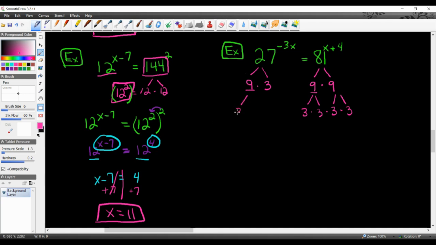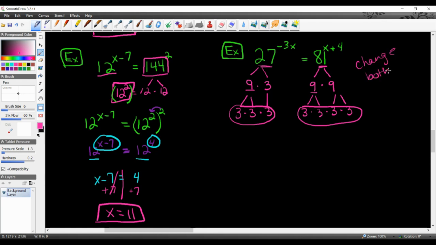So this one is, let's see, 3 times 3, and then there's a 3. Hallelujah. There we go. We have all threes here and all threes here. So this example shows you something really important. If you cannot write one of them in terms of the other, you might have to change both of them, okay? So in this one, we're changing both bases, because otherwise it will not work out for us.